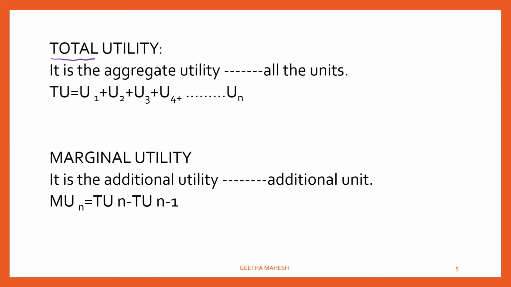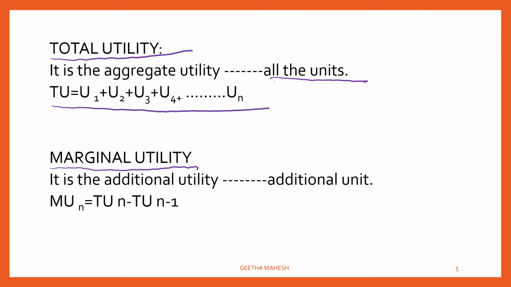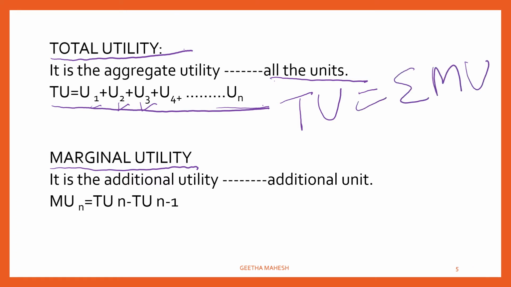Now let us discuss two important concepts, that is total utility and marginal utility. Total utility is the aggregate utility derived by a consumer by consuming all the units of a commodity. Total utility can be expressed as TU equals utility derived from first unit plus utility derived from second unit plus utility derived from third unit and so on. Or you can write total utility is equal to summation of marginal utility.